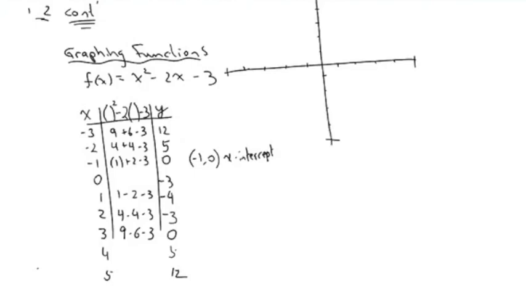And then I'm going to say some weird things before I finish this, and you're not going to like it. So, here we go. -3, 12. I'm not going to even try. It's -3 this way and up there someplace. -2, 5: 2 to the left and 5 up. -1, 0. 0, -3. 1, -4. -4 is down here. 2, -3. 3, 0. 4, 5. Back up here.